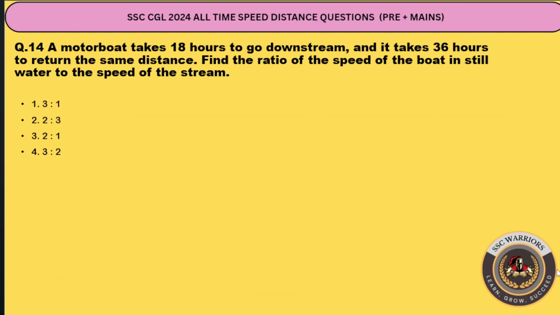Next, a motorboat takes 18 hours to go downstream and it takes 36 hours to return the same distance. Find the ratio of boat and stream. So 18 hours it takes to go downstream, some distance d is covered at the speed of u plus v, that is equals to 18. And 36 hours it took, again the same distance, at u minus v against the stream, in 36 hours.